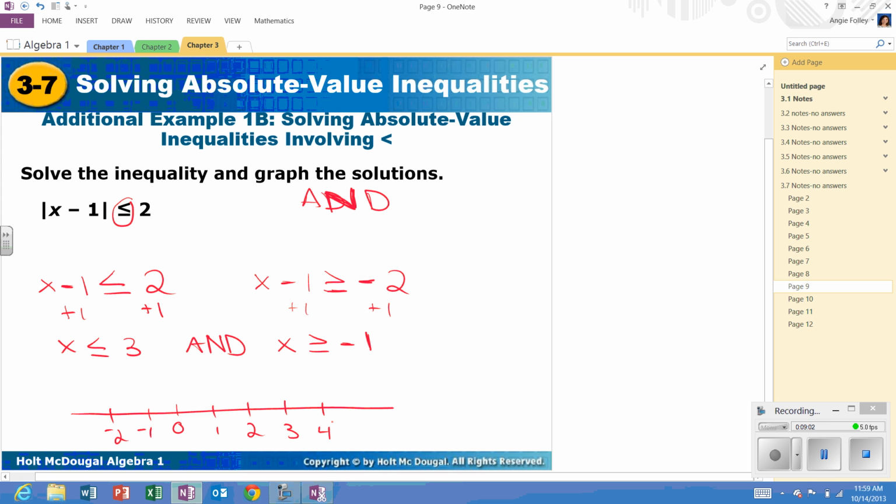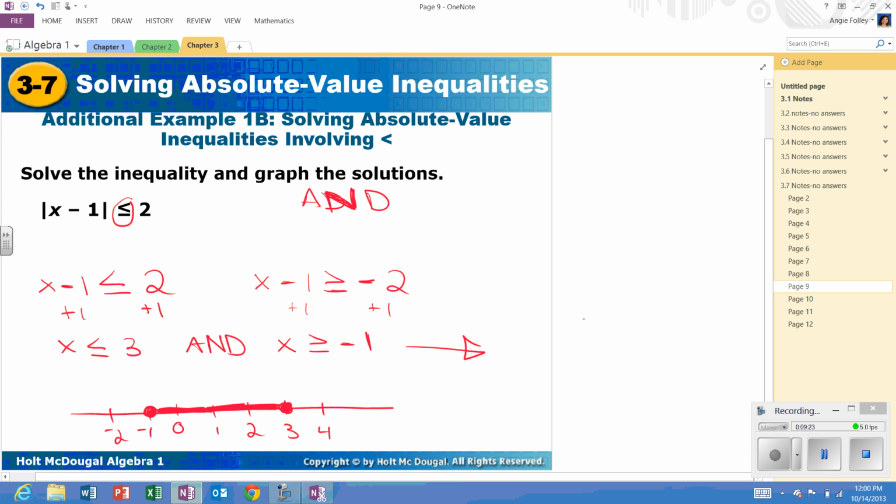Okay, let's graph our first one first. X is less than or equal to 3. So we have a closed circle. It's everything to the left, but I'm only going to go so far because I know this is going to have an overlap. And then my second part says x is greater than or equal to negative 1. So I have a closed circle at negative 1, and it's everything greater than or equal to.